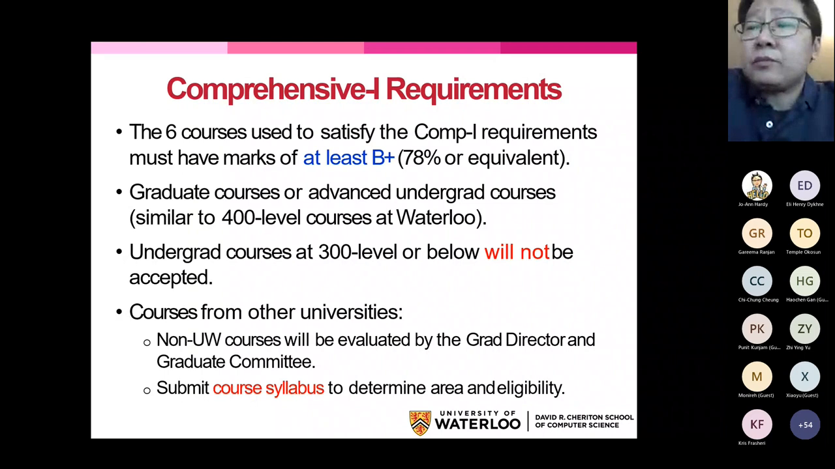For courses from other universities, these need to be evaluated to make sure that they meet the requirements. They need to be in the right area, for example, and sufficiently advanced. These courses will be evaluated primarily by me, the graduate director, but sometimes I will get assistance from the graduate committee. So you need to submit the course syllabus to help me determine whether it's in the right area and sufficiently advanced. When you submit your comprehensive one plan, you will include the course syllabus for any courses you want to include that are not from Waterloo. That will help me make those decisions, so that courses you've taken, maybe as an undergraduate student or as a master's student somewhere else, can be used towards satisfying your comprehensive one requirements.